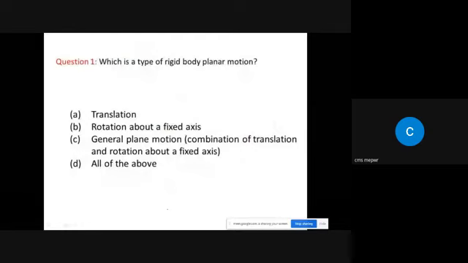Now here we have this short question: which is a type of rigid body planar motion? As we have studied planar motion, what will be included in it? Can it be translation? Can it be rotation about a fixed axis? Can it be general plane motion, that is a combination of both? Or can it be option D, that is all of the above? You need to go through the slides, think over it, and then select one of the answers.